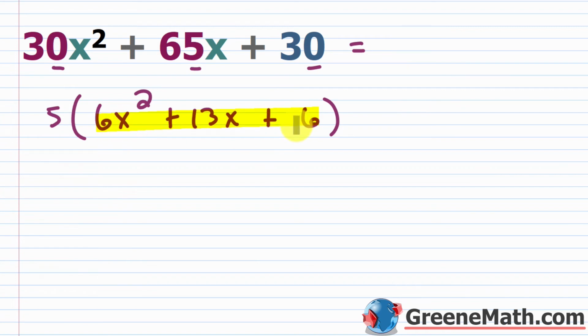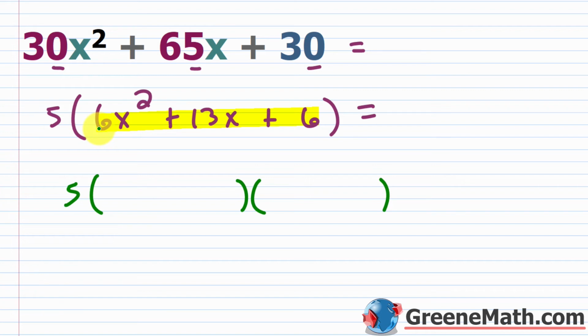This trinomial that I'm working on factoring does not have a common factor other than 1. So let's go ahead and put this over here, and I'm going to put this 5 out in front. Now, because 6 is not a prime number, it could either be 1 times 6 or 2 times 3, or obviously you could do negatives if you wanted to.